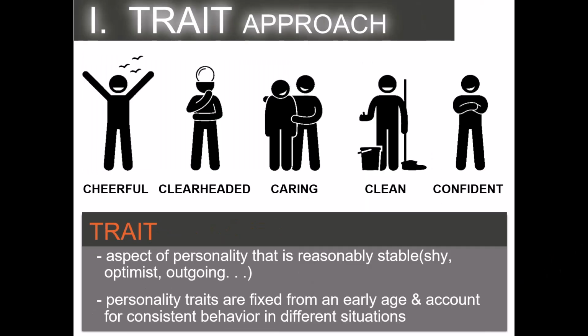All right, we're going to start our talk with the trait theory, and then we've got to define what a trait is. So a trait is an aspect of personality that's considered to be reasonably stable, and we assume that a person has certain traits based on how the person behaves. So we can draw conclusions based on what we see in people's behavior. If you were to look at cheerful, clear-headed, caring, clean, and confident, you might use those to describe your friend.